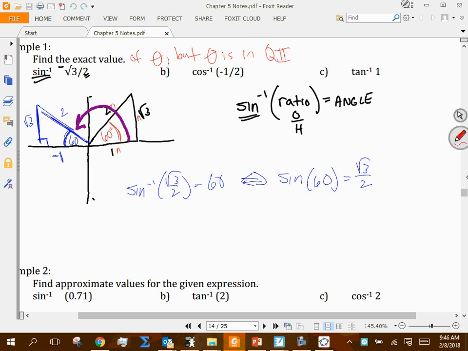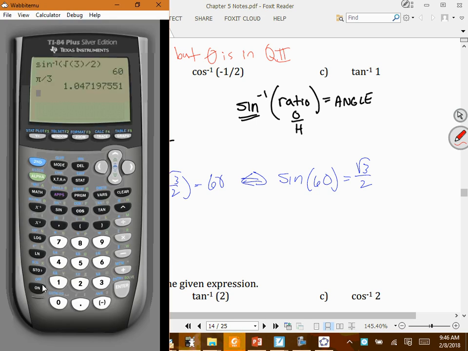Okay, our calculator, get it out, and I'll just type in root 3 over 2 real quick to see what that gives me. Should be the 0.707 number, right? Oh, 0.866, sorry.